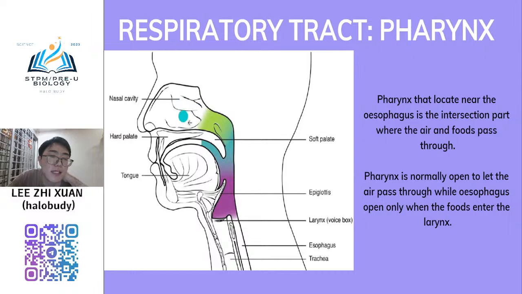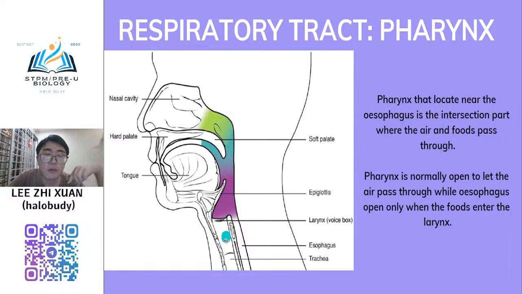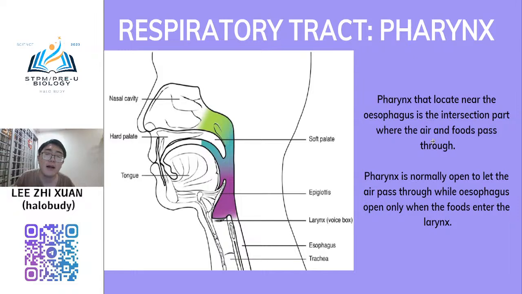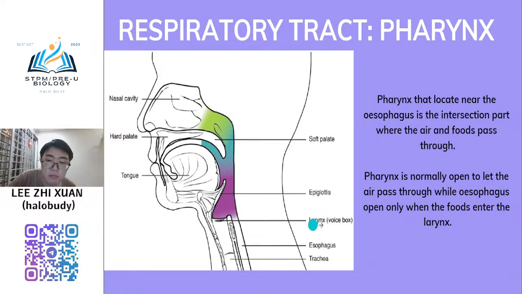If you see here, this is our nose, this is our mouth, and this is our tongue. This means the air and the food pass through the same place, which we call the pharynx. But the food will go to the oesophagus, and the air will go to the larynx structure. Different pathways. Meaning the food will go to the oesophagus, and the air, the oxygen, will enter the larynx, what we call the voice box. So you need to know.